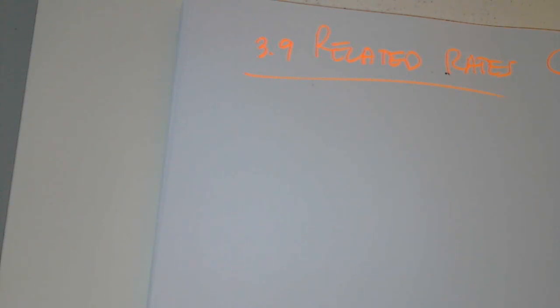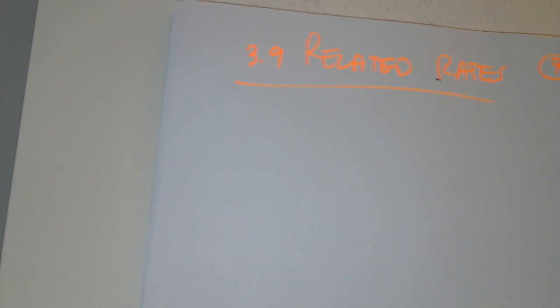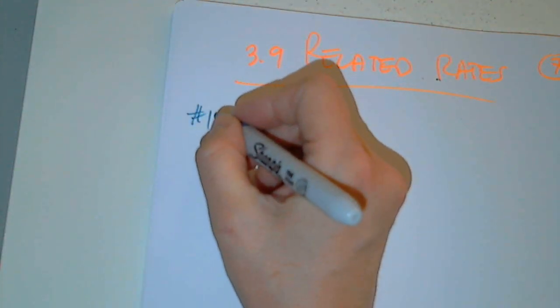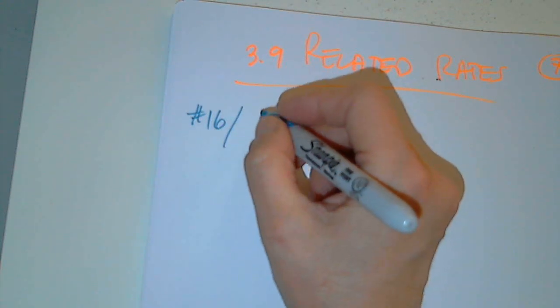So when I stand here and the spotlight is right at my feet, my shadow is huge on the wall. When I get closer and closer, my shadow on the wall decreases. So we're asked to determine how fast the shadow is decreasing at a particular instant. Let me show you the scenario. Okay, so this is problem 16 on page 248.